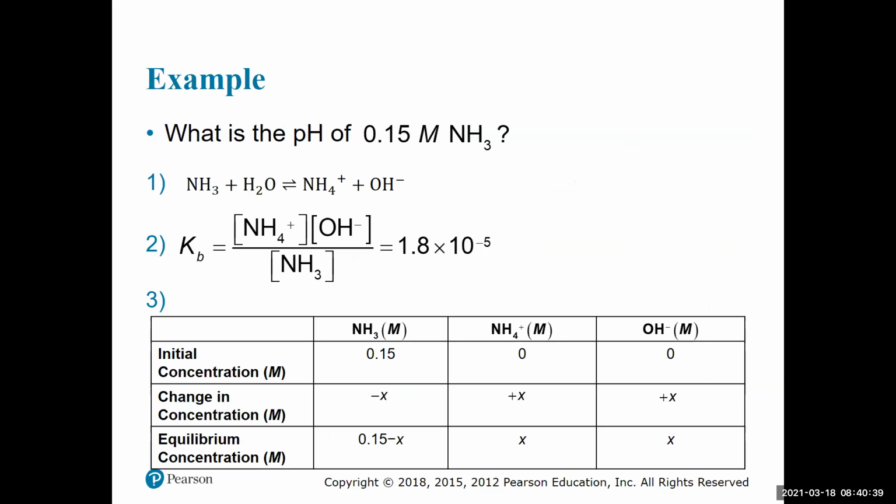Okay, so let's just walk through an example of how we would do some pH type calculations for weak bases. And as I said before, the approach that we take and the way we do it is similar to what we did for the weak acids. So the first thing we would do, in this case, we're being asked to calculate the pH of a 0.15 molar ammonia solution. And so what we would do first is write out our dissociation equation. So we have ammonia plus water, giving us ammonium ion and hydroxide ion. So write that dissociation equation out.